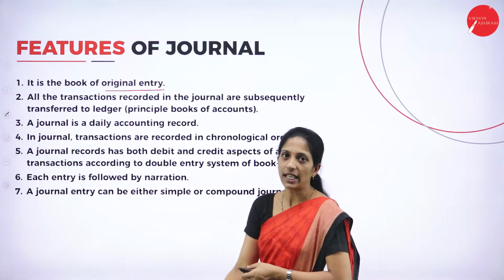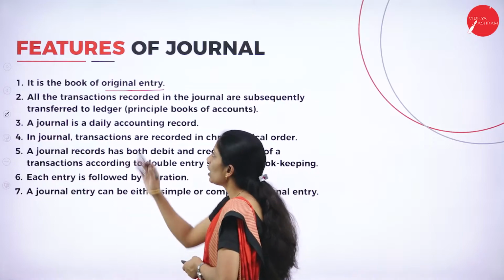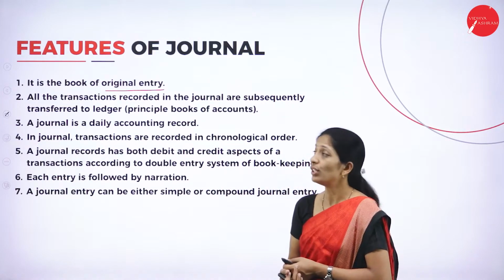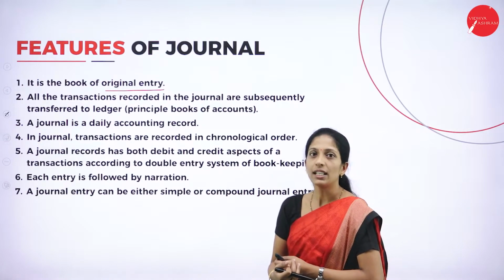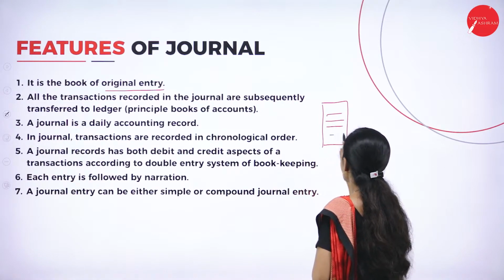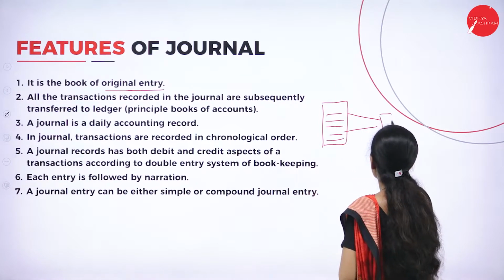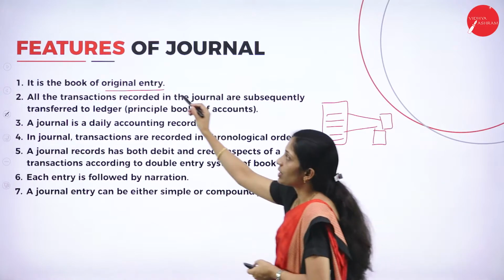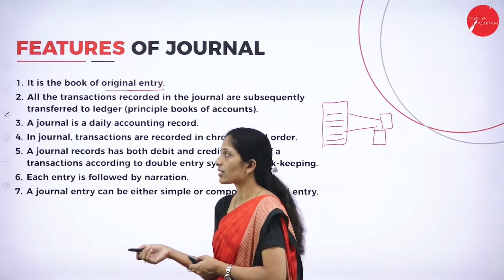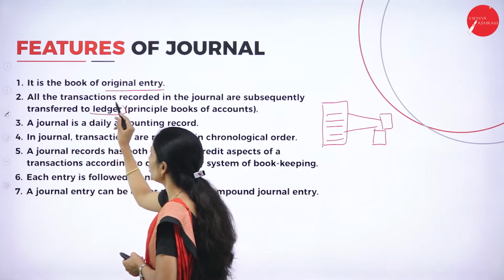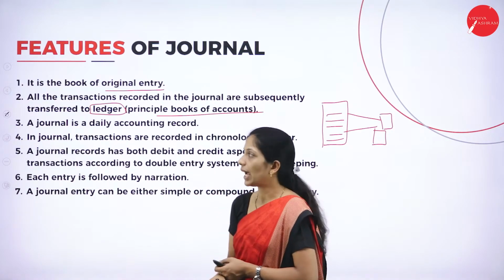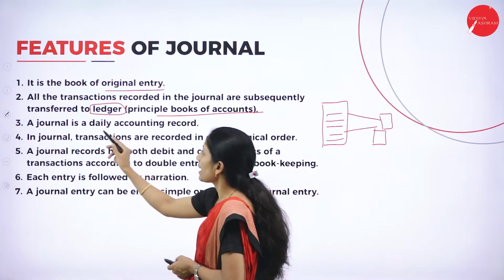Book of original entry. Next, coming to the second one, all the transactions recorded in the journal are subsequently transferred to ledger accounts. Clear? So first initially we will record in journal, then it will be transferred to individual ledger accounts. So, journal is called as book of original entry and all the transactions recorded in the journal will ultimately transfer to ledger accounts. Whereas ledger is called as what? Principal book of account.